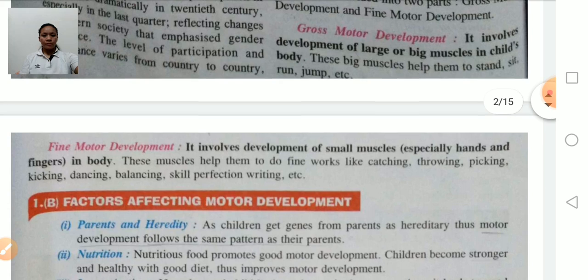Fine motor development means development of small muscles. For example, development of hand muscles, finger muscles, etc. This development of small muscles helps the child in writing, throwing, picking, kicking, dancing, balancing, skill perfection, etc.